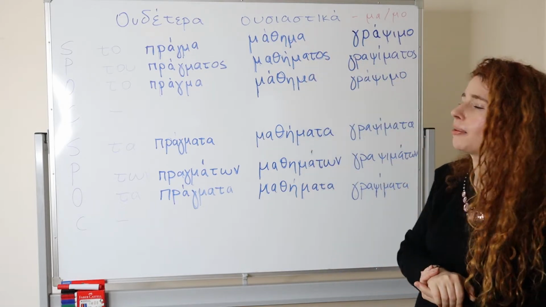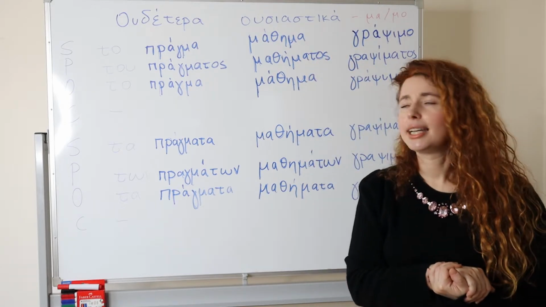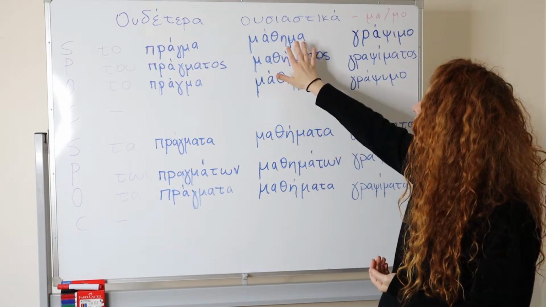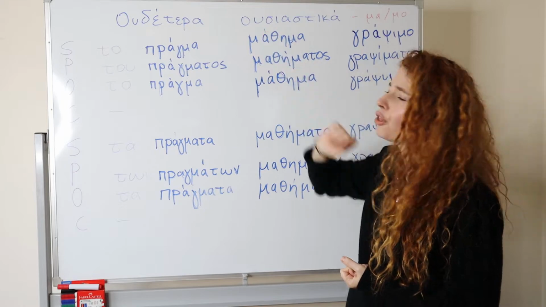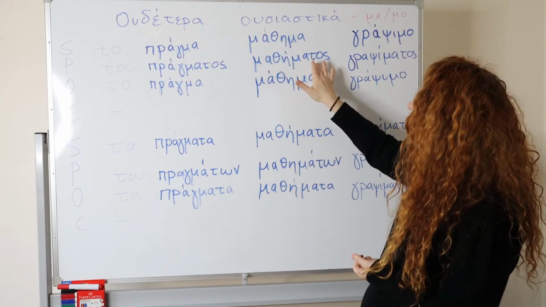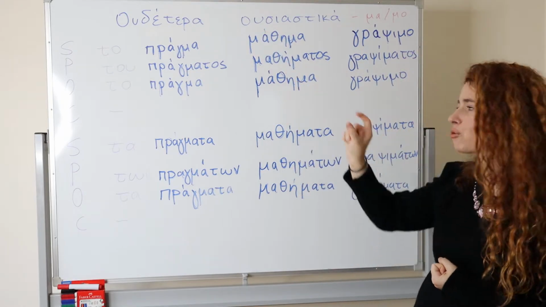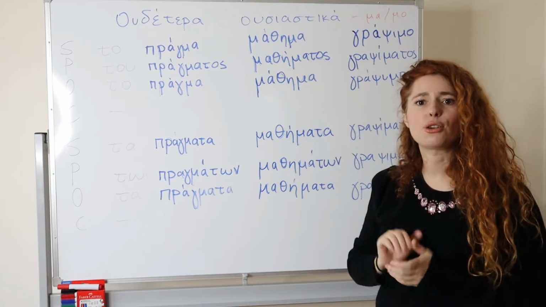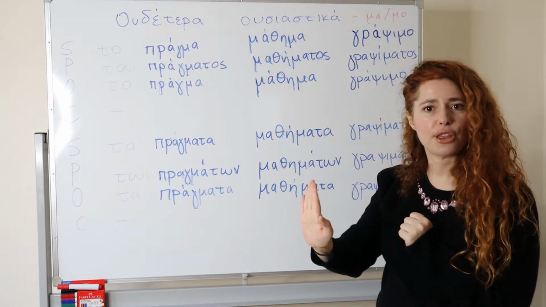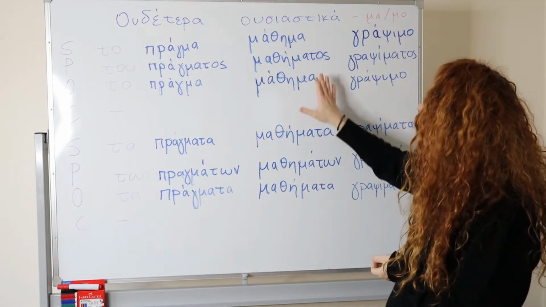To mathima, the lesson, as a subject. To mathima is a neutral noun with ending of ma with an accent on the third syllable from the end. To mathimatos, we have an extra syllable added in possessive, so we're going to drop the accent. So the accent doesn't go further than the third syllable from the end.